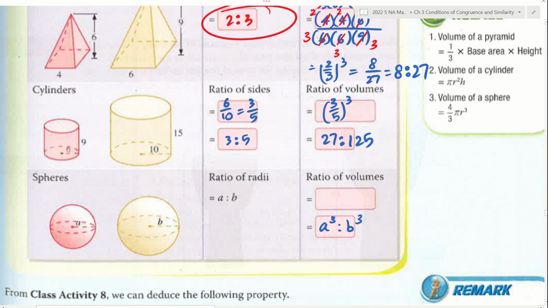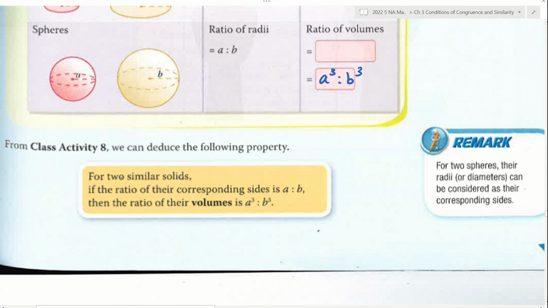Okay, one more period. So in summary, we cube for volume, we square for area. Is that easy to remember? Why is it easy to remember? You cube for volume, you square for area. Does it sound familiar? One is 3, one is 2.